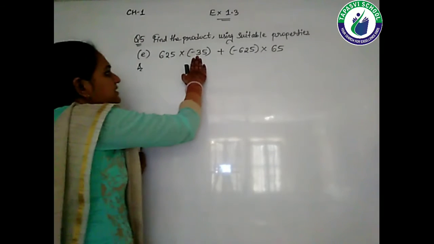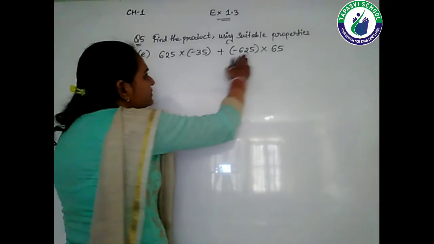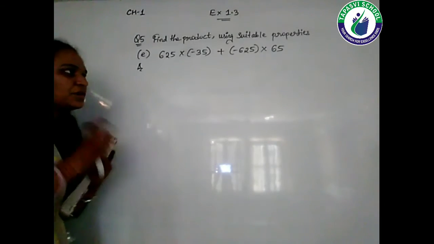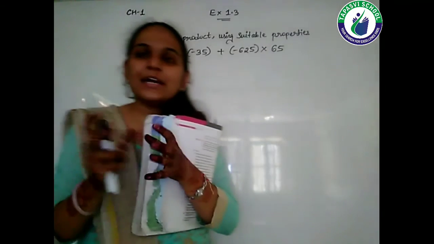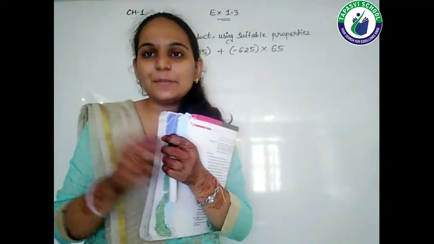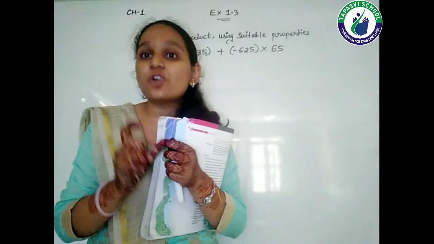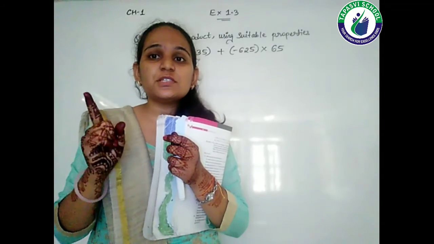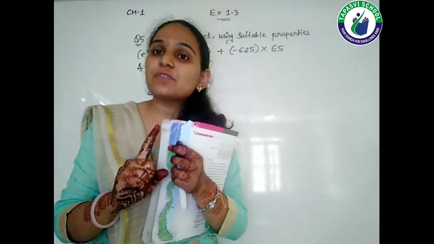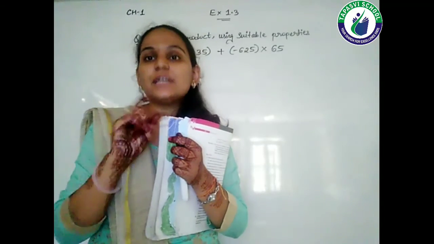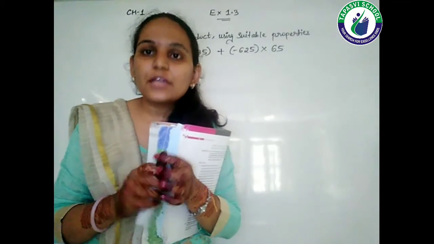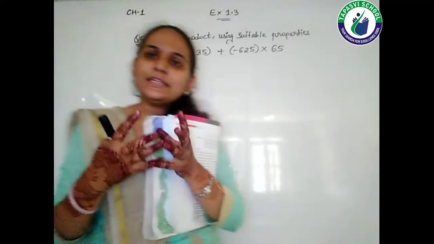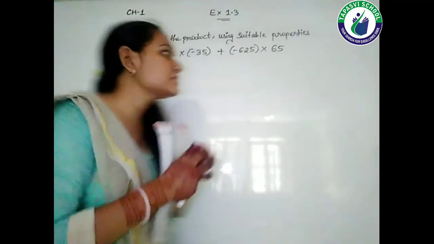625 multiplied by minus 35 plus minus 625 multiplied by 65. Here you can see that both multiplications have 625 as a common number. But in one multiplication 625 is positive, and in the other 625 is negative. So you need to take a little bit more care. So how can we make the negative a positive? Let's see here, students.